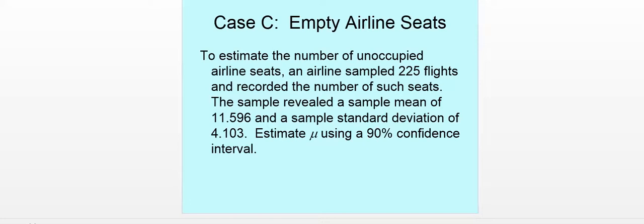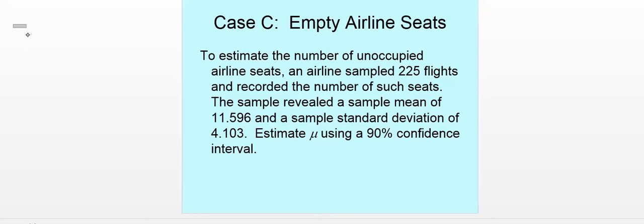This is our first example of a case involving a confidence interval where we don't know the standard deviation or the variance of the underlying population. So we're going to have to use the sample standard deviation in these applications, which means we're stuck using the t distribution, which has that extra parameter, degrees of freedom.